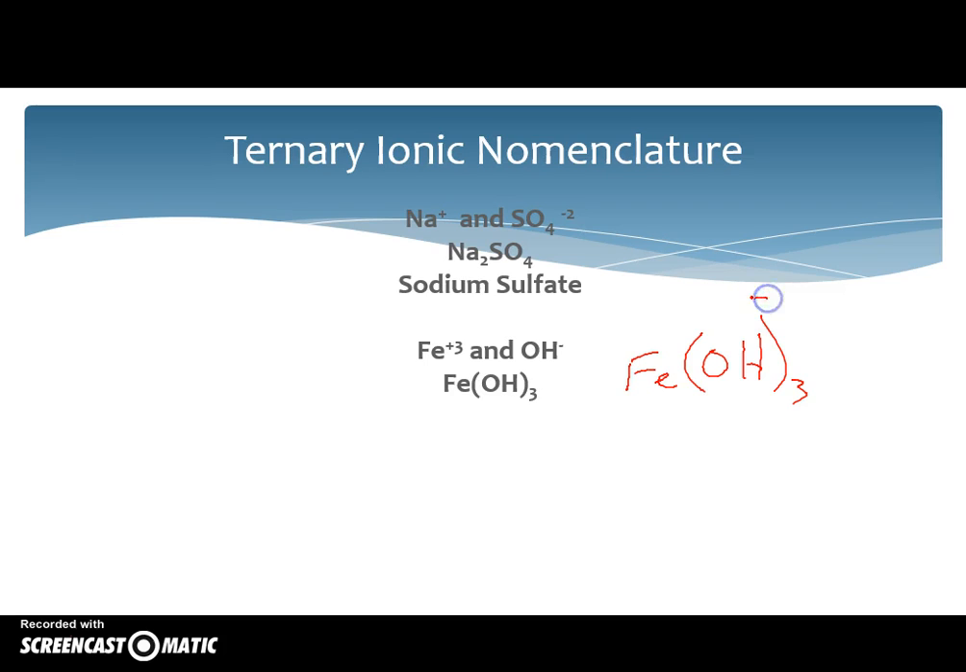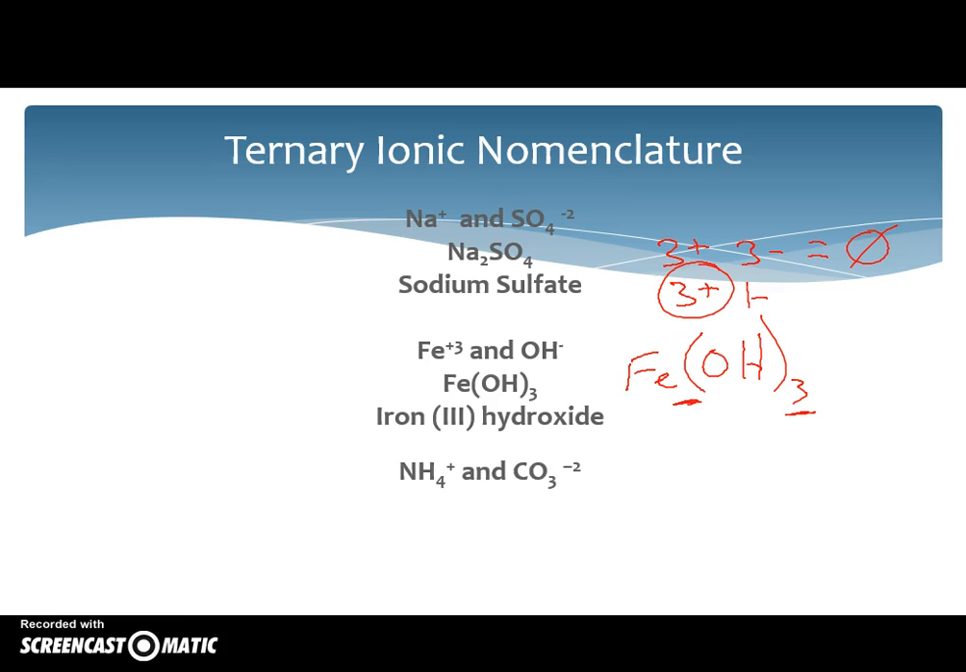So OH is a -1, and I have 3 of them. So -1 times 3 is 3 minus. Again, trying to play the game to get this to equal 0. So that means iron has to be a 3 plus. Divided by 1 means that each iron is a 3 plus. So when I go and name this, I'm going to call this iron 3. So again, iron 3, and then the name of my polyatomic ion is hydroxide. So I get to use Roman numerals here.